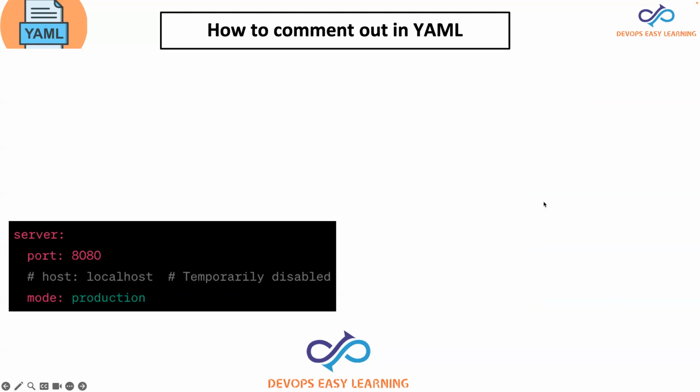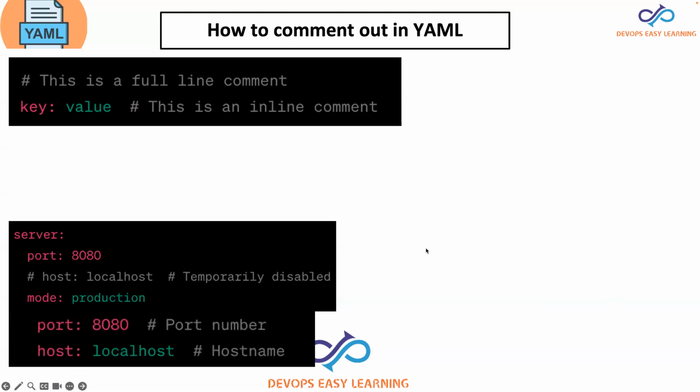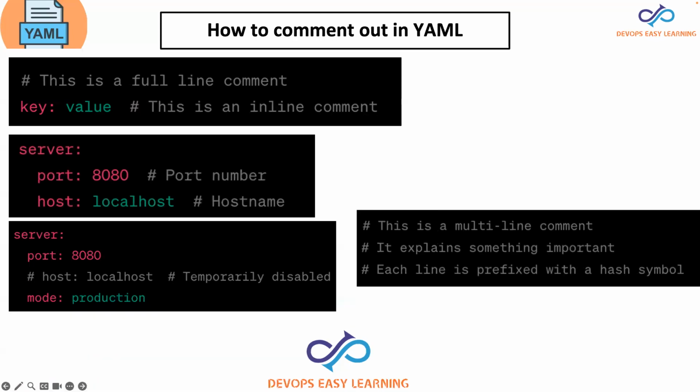Now, how do you comment out in YAML? You just need to put a hash sign in front of it. When you put a hash sign in front, it will be disabled and will not be taken into consideration. So if you want to comment out something in YAML, you just put the hash sign in front of it, just like we do in Bash scripting.